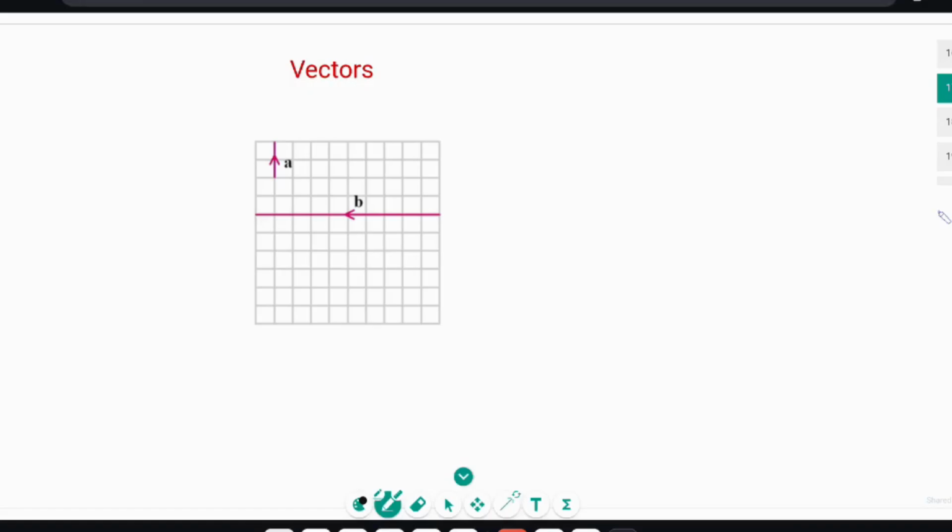Vector A shows a small movement upwards. Vector B shows a large movement to the left. The arrow tells us the direction. A vector has both magnitude, which is its size, and direction, and can be represented by an arrow.